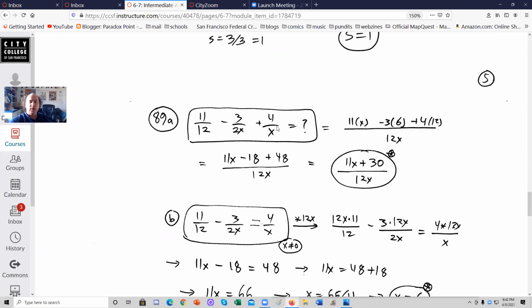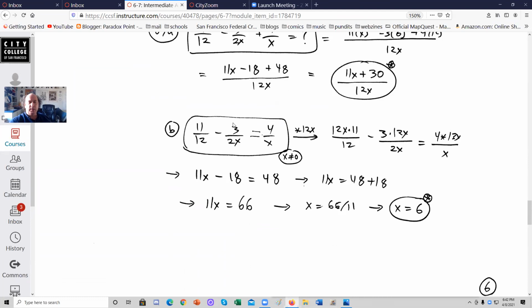This was a sum of terms, and we're asking for the name of the sum, and there it is. This is a bit different. This is an equation, which we're supposed to solve. 11 twelfths minus 3 over 2x equals 4 over x. Since we're dividing by x here and here, to avoid dividing by 0, we have to say that x is not 0. Lowest common denominator is 12x, like we had up here.